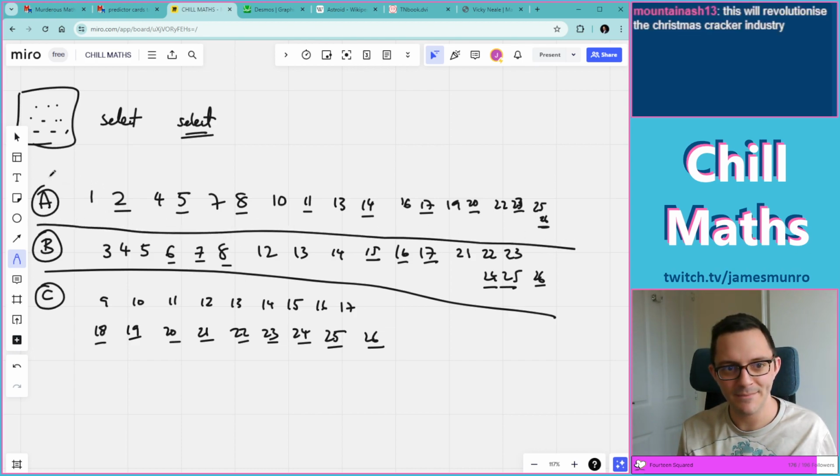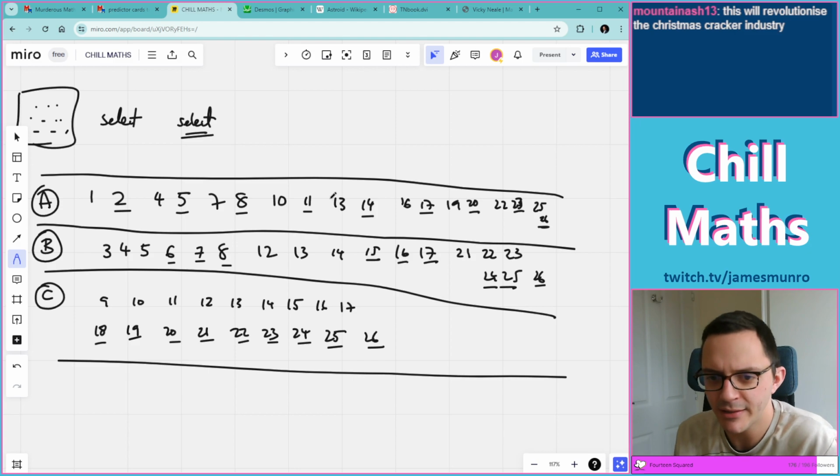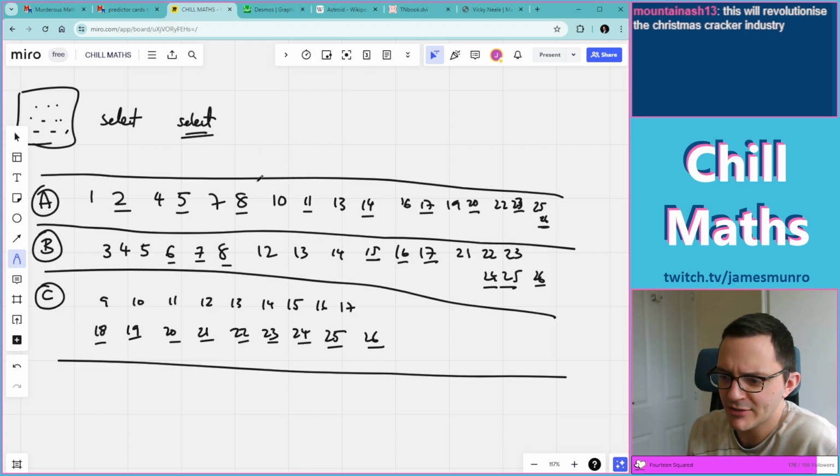Chat, help me out here. This is going to revolutionise the Christmas cracker industry. So it currently goes to 26, which is an even number, so that's different from any Christmas crackers I've ever seen. Mountain Ash has seen, I think, the opposite game, but never mind.